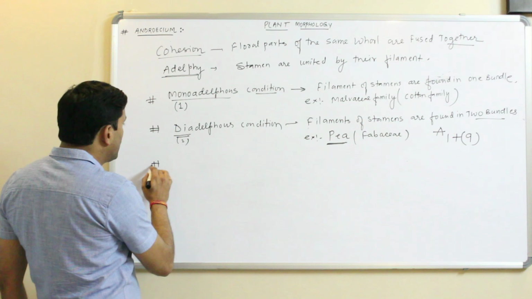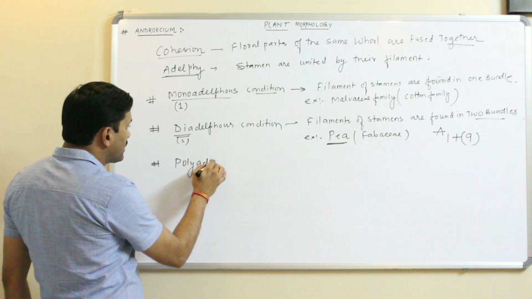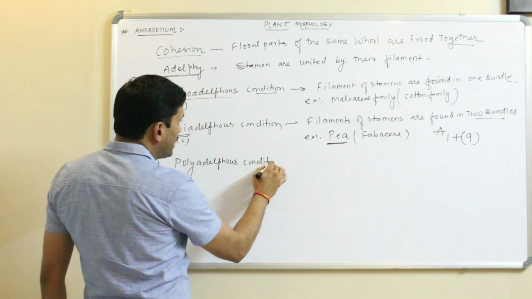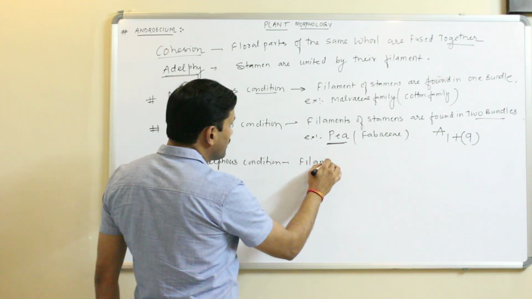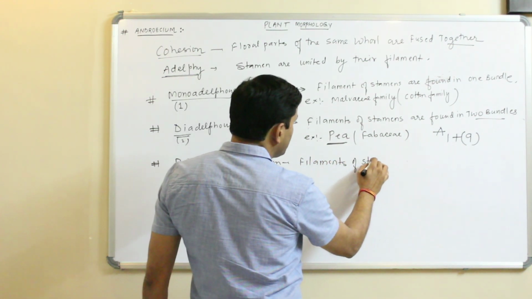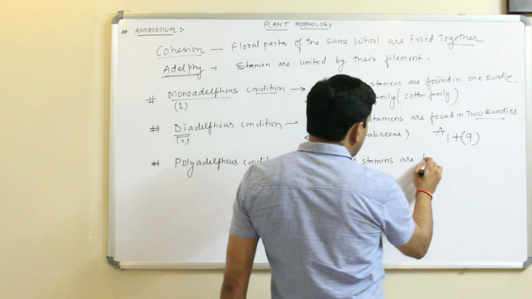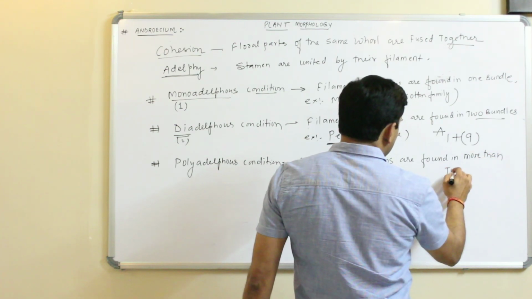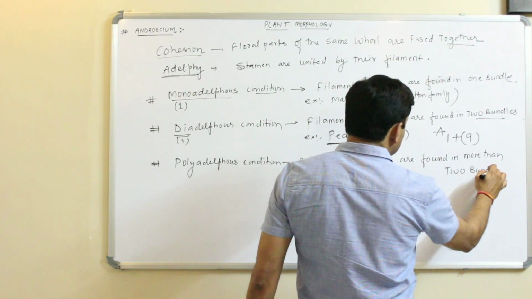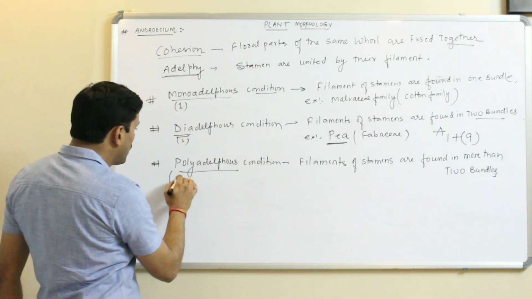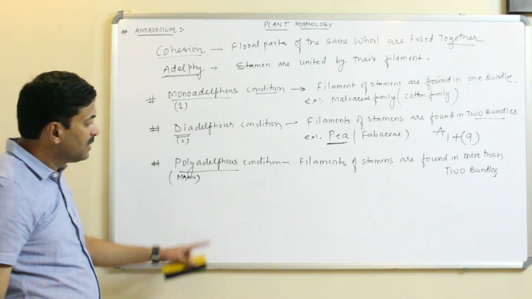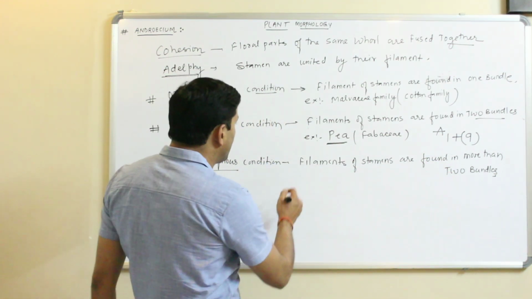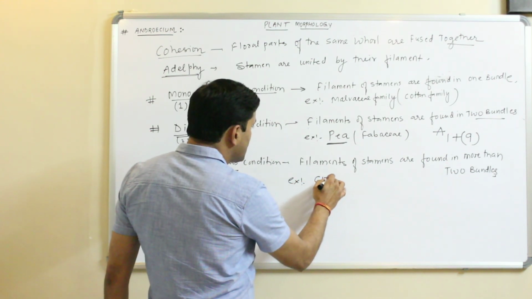And the third condition is the polyadelphous condition. Polyadelphous means filaments of stamens are found in more than two bundles. Again I am repeating, poly means many. So polyadelphous condition means filaments of stamens are found in more than two bundles, and the best example is citrus.